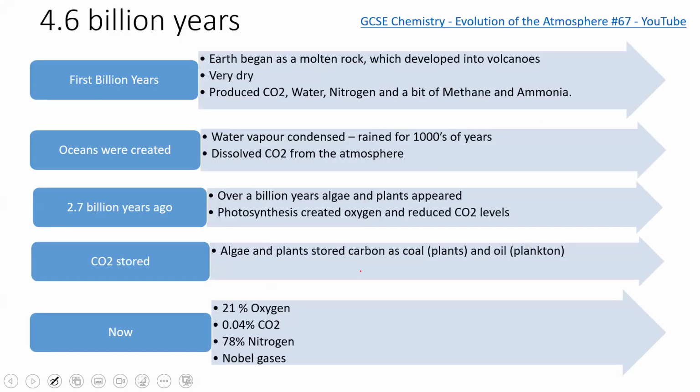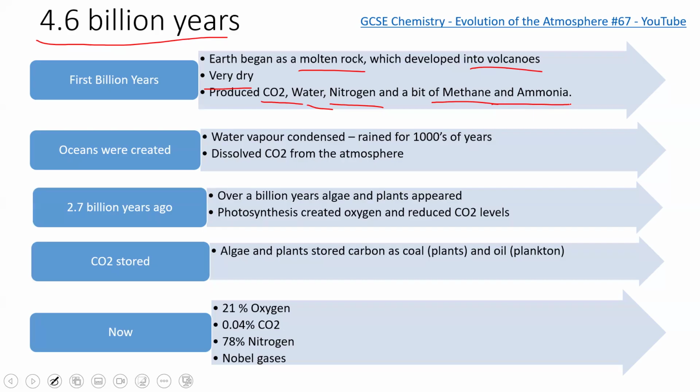What I've done here is a little flow diagram. 4.6 billion years ago, which is basically the age of Earth, during the first billion years, there was molten rock, volcanoes, very dry. There was pretty much no water on the surface because the Earth was so hot. There was carbon dioxide, water, nitrogen, methane, and ammonia in the atmosphere. That's for the first billion years. So dry rock, volcanoes, and carbon dioxide, water, nitrogen, methane, and ammonia in the atmosphere. Totally unlivable to us.